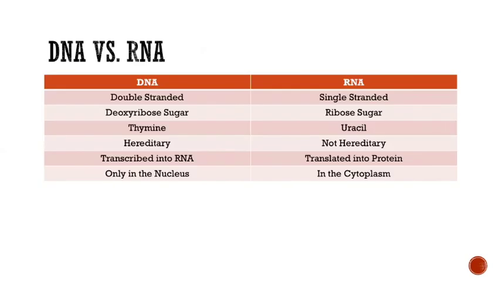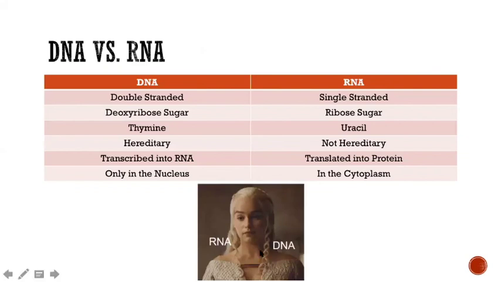Okay, so DNA versus RNA, what's the difference? DNA is double-stranded, whereas RNA is single-stranded. As you can see here in Daenerys' hair, there are two strands here, like DNA, whereas there's only one strand here, like RNA. DNA uses the deoxyribose sugar, whereas RNA uses the ribose sugar, or an oxygenated deoxyribose, but just call it ribose. DNA uses the thymine nitrogen base, whereas RNA uses uracil.